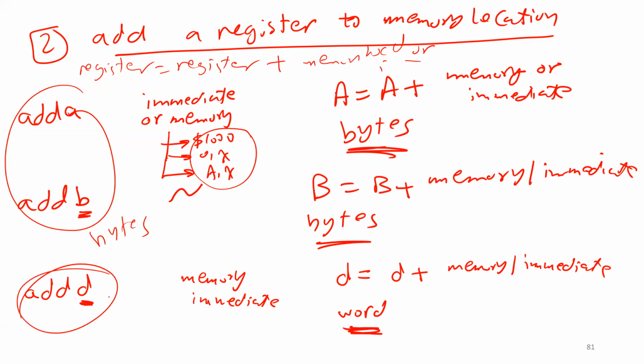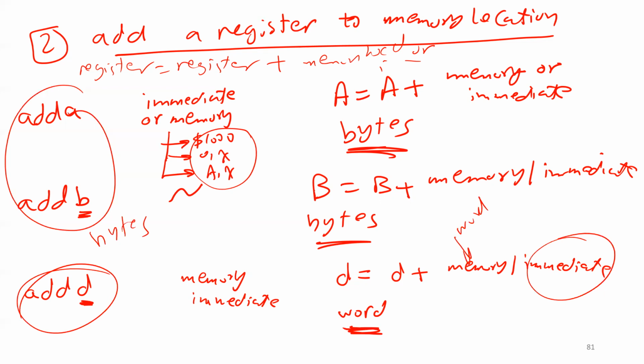This one, add D, is for word. So what's going to happen here? I'm going to add a memory location or immediate value plus A, and store the result in A. This is for bytes. Same thing here for B. The last one, register D should equal register D plus a word from a memory location or immediate value. That's all we have here. Very, very simple.